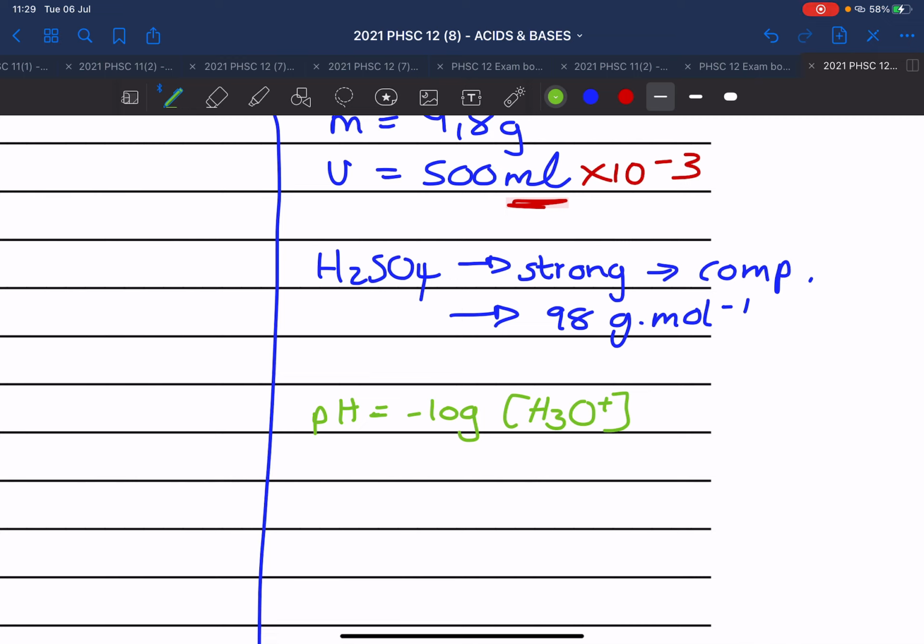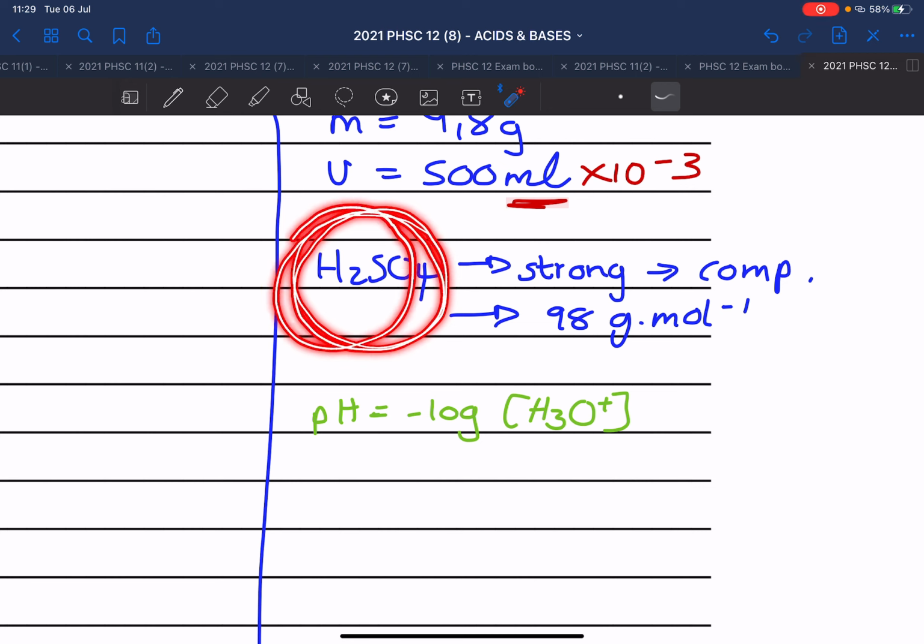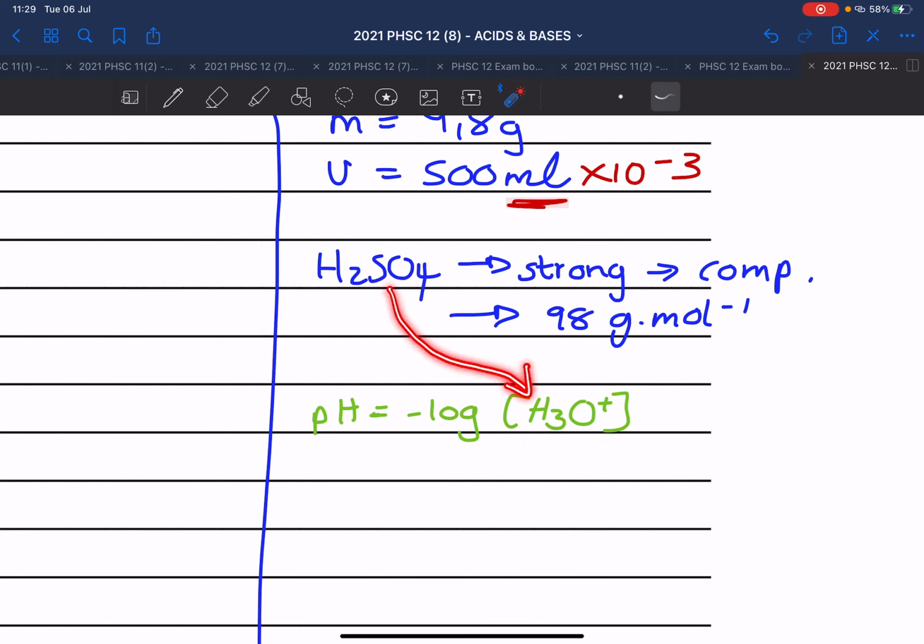They give me the information regarding sulfuric acid. And I want the concentration of hydronium. How can I go from that to that?